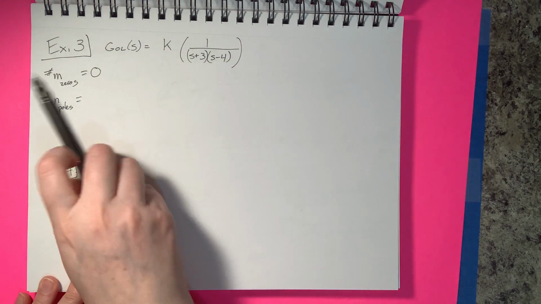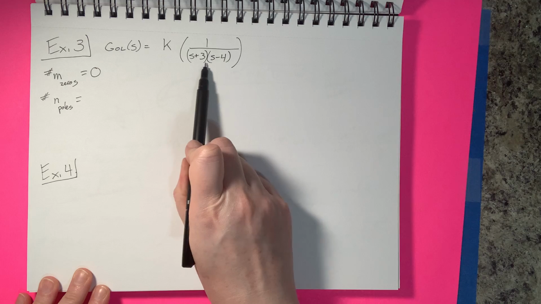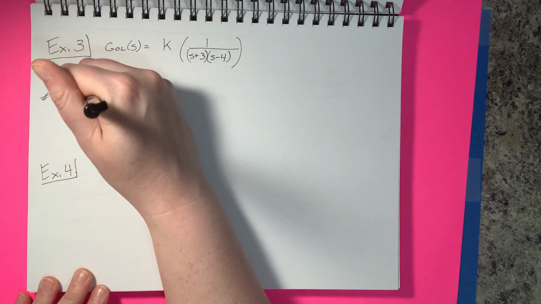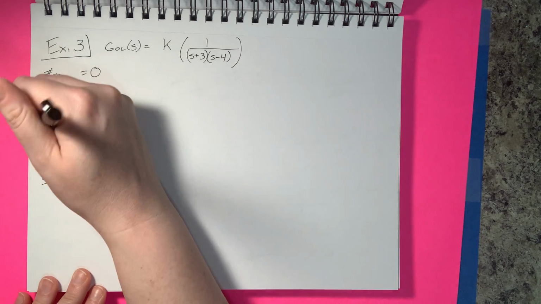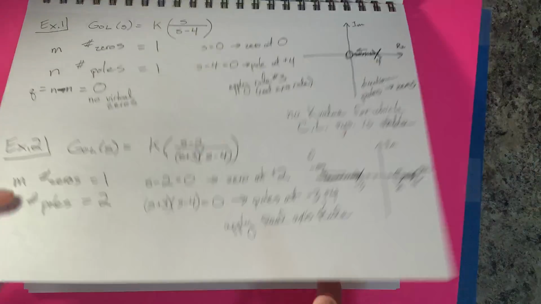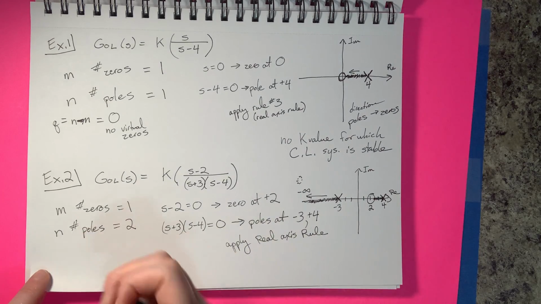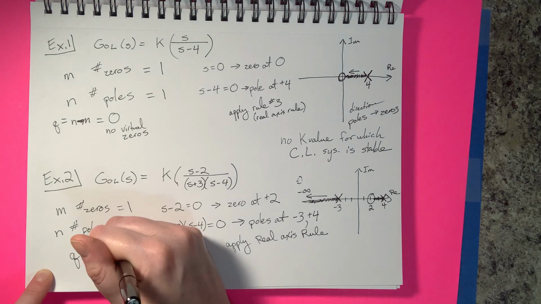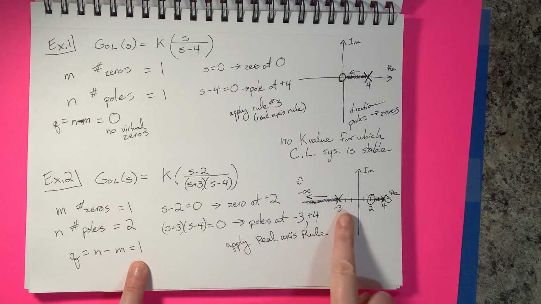What we would do is we look at the bottom denominator. This is very similar to the one we just did. So the number of poles in this case is 2. We can calculate q, and we actually didn't calculate q for the last example, did we? Well, we should have done that. So we'll do q equals n minus m, and that would have given us the 1 that we saw out here.